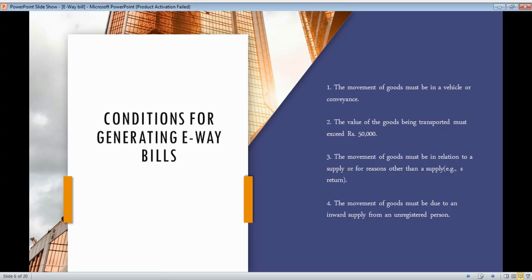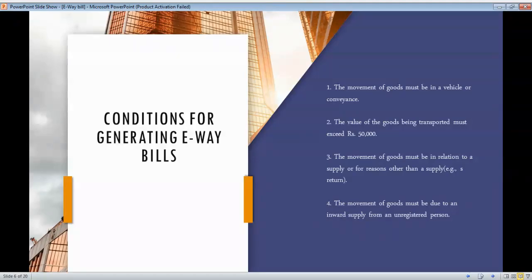So the next topic is the conditions for generating an e-way bill. What are the conditions under which it must be generated? The first one is the threshold value. An e-way bill must be generated when the value of the consignment exceeds the threshold limit specified by the government. The limit is set at 50,000 for both intrastate and interstate movement, but individual states might have different limits.